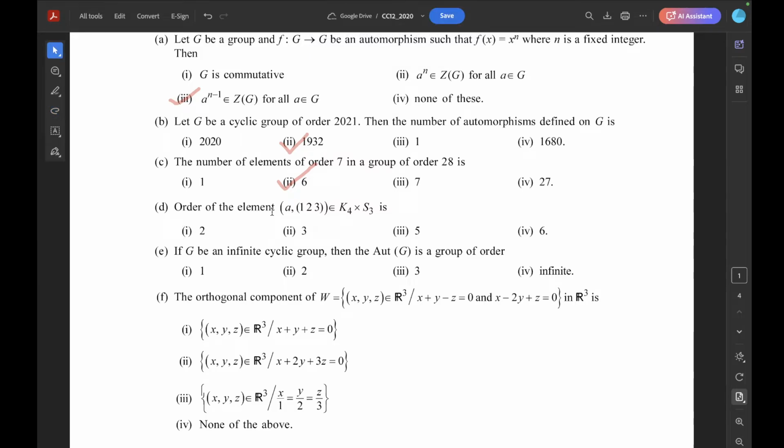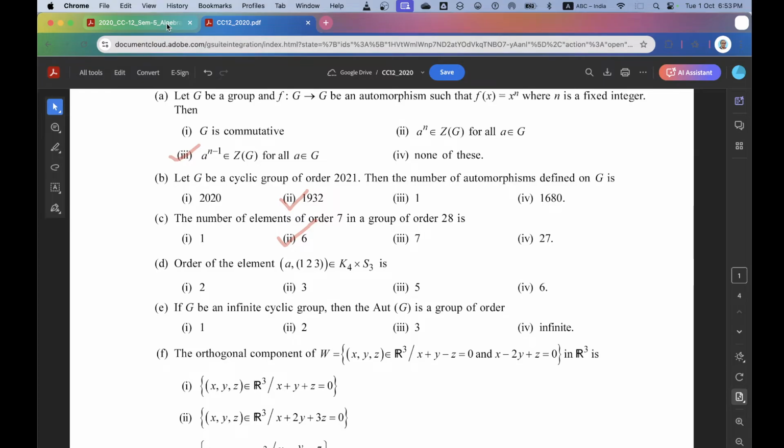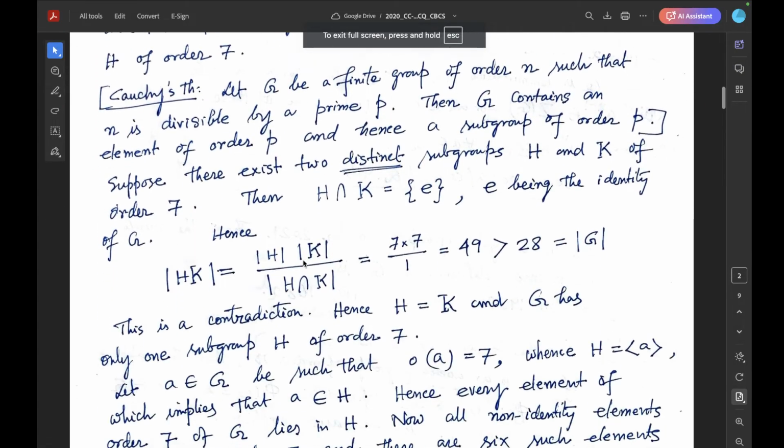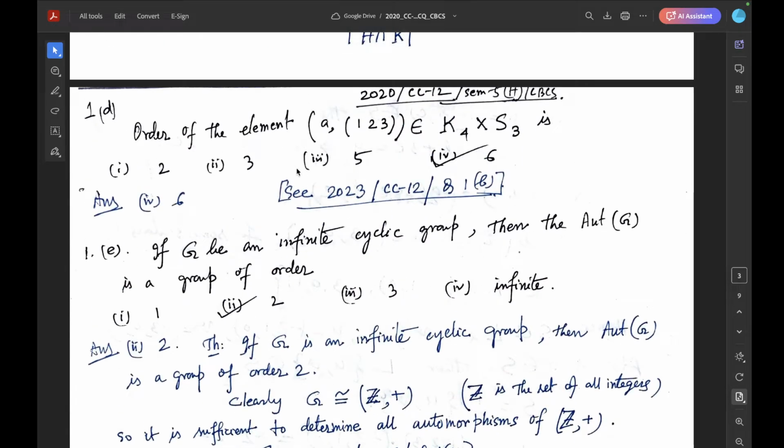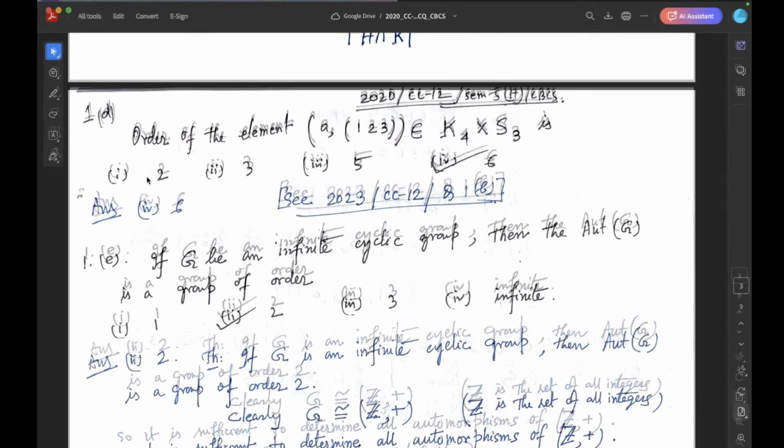Question D. The order of the element, this ordered pair A, this cycle (1, 2, 3) belongs to K4 cross S3, is... Correct option is 6. Details answer given in the question paper 2023 CC-12 paper question 1B. Correct option is 4.